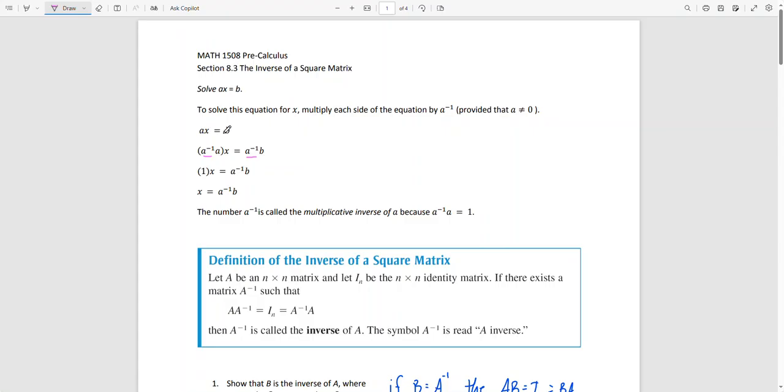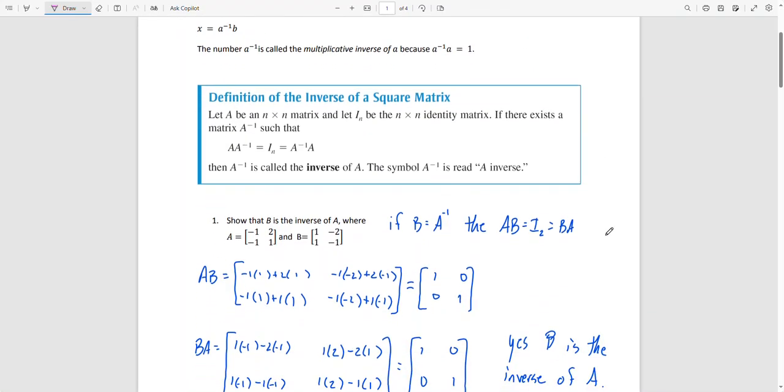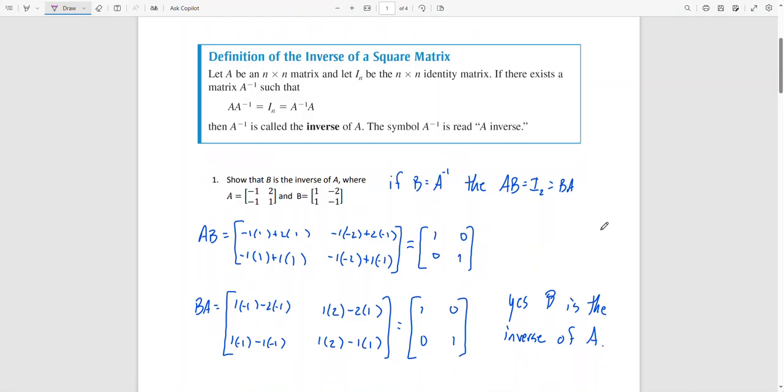I have to keep the order the same. I can't just willy-nilly multiply on the left here and multiply on the right on the other side. I have to keep the relative position of these all the same. The number a inverse is called the multiplicative inverse of a because a inverse times a equals 1. Now, what is this inverse? How do we find it?